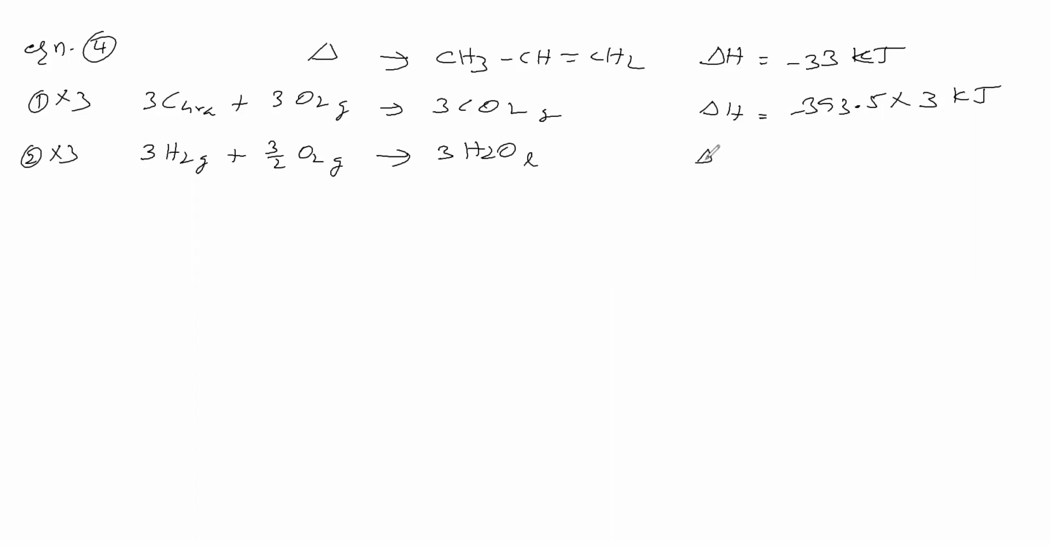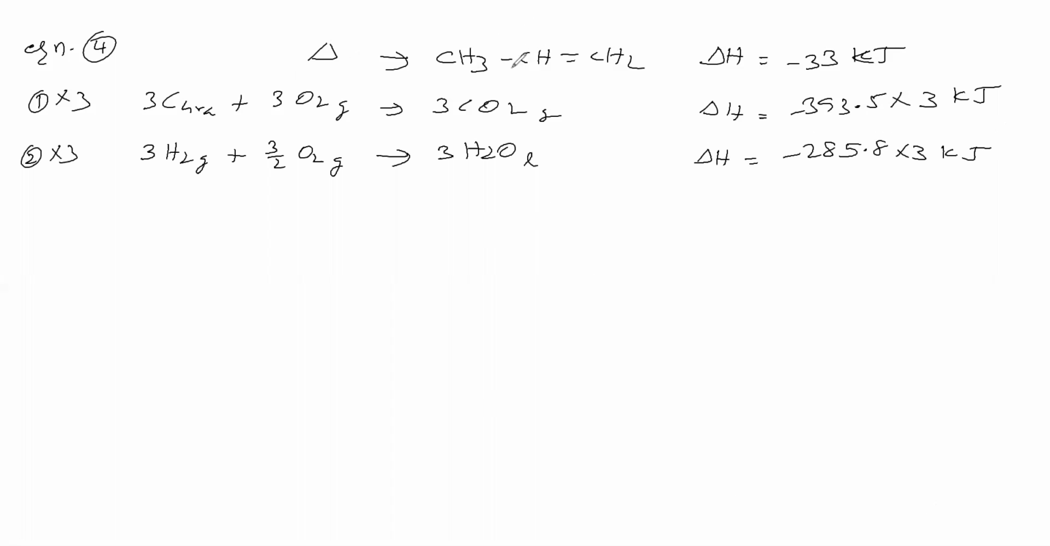3 times H2O liquid. Here delta H is how much? Minus 285.8 into 3 kilojoule. Okay, this is for water, which we have been given. Next, what we want is cyclopropane. We don't want propene, so we have to cancel this propene.